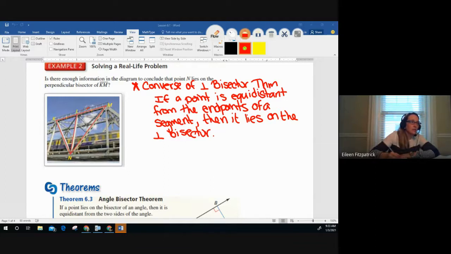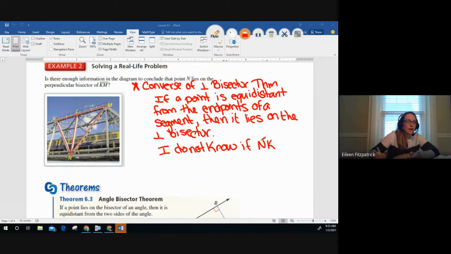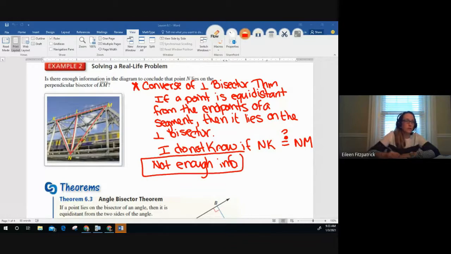So even though I know that KL is congruent to LM, I do not know if NK is equal, question mark, to NM. And that's what I would need to know in order to use the converse. If NK was equal to NM, then I could say that point N is on the perpendicular bisector. But since I do not know that, not enough info.